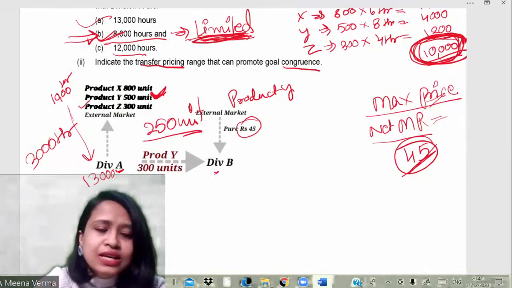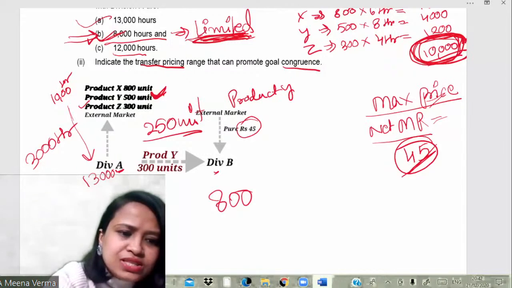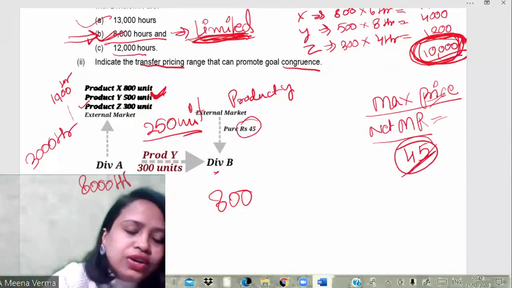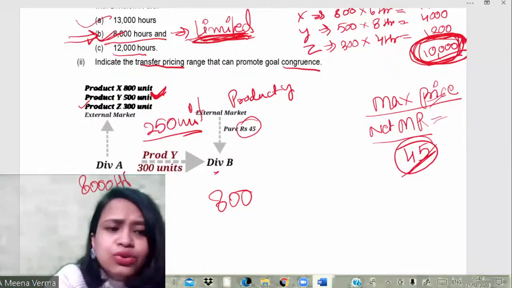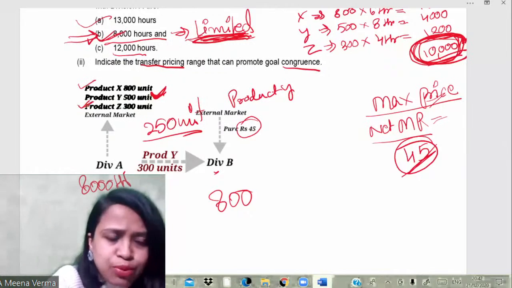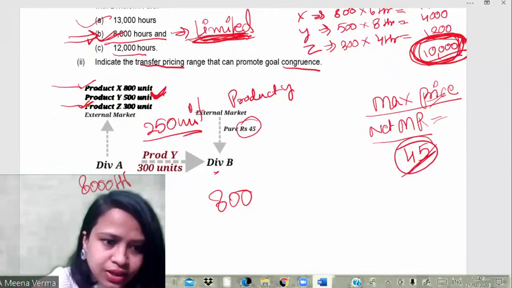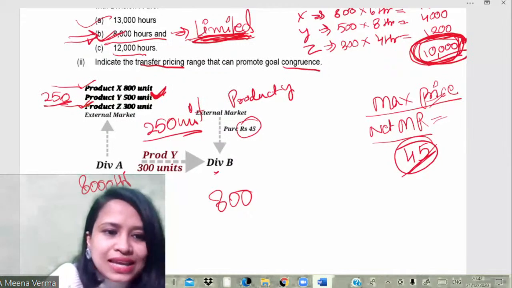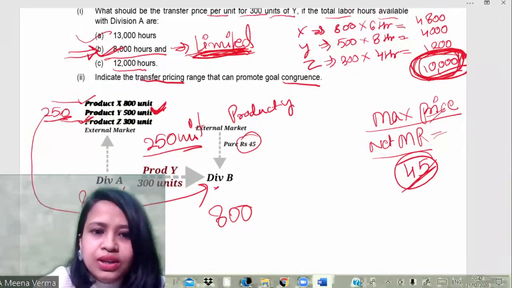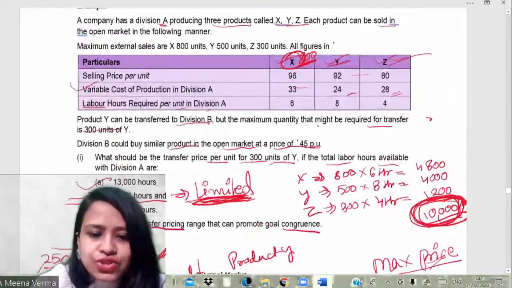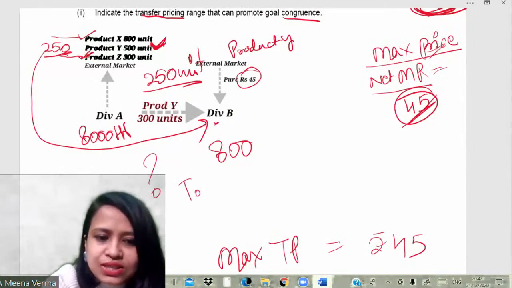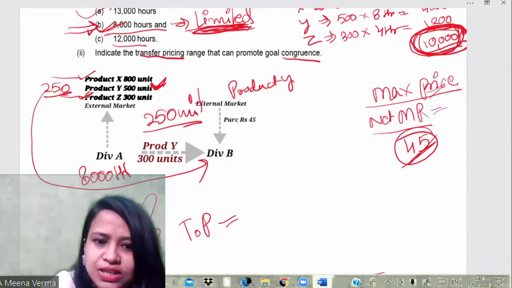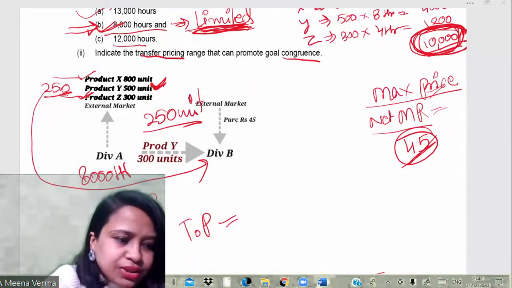You can see here, you have only 8,000 hours now. Previously you had 13,000 hours. Now in that 8,000 hours, you can produce all X product and all Z product because you are getting high contribution from these two products. Now for producing product Y, you can produce maximum 250 units. Those you will not sell in the external market; there is requirement in division B, so you will sell them to division B. Now you have to decide at what transfer price you will transfer these 250 units to division B. Can you tell me the transfer price for this?